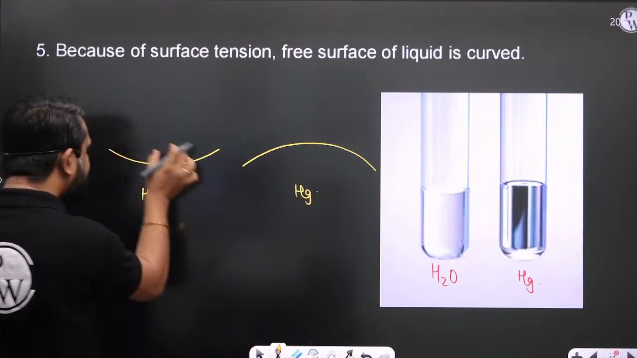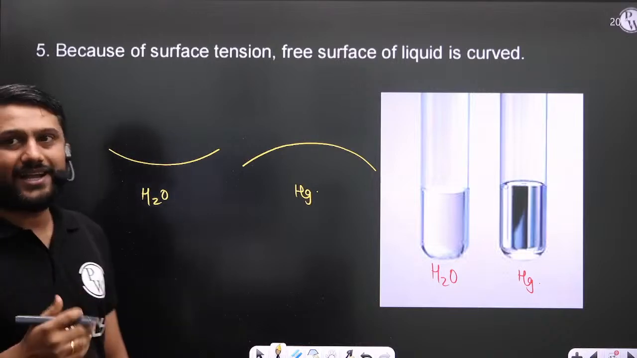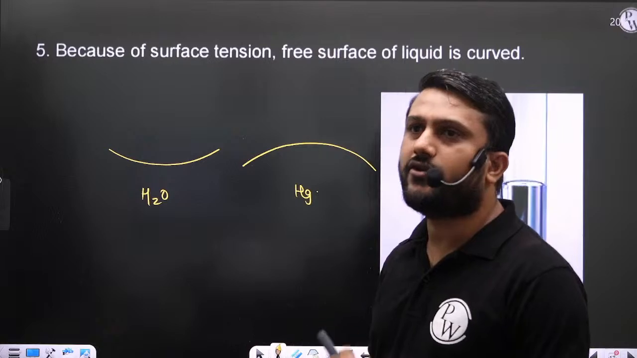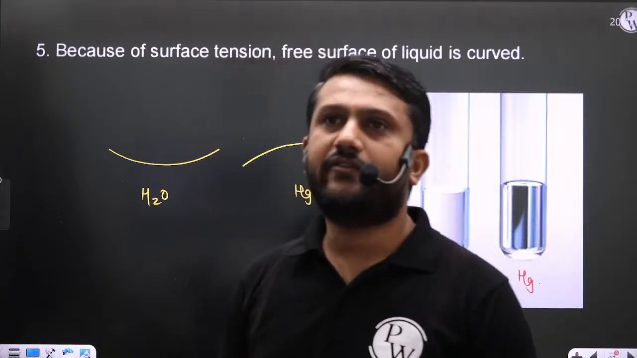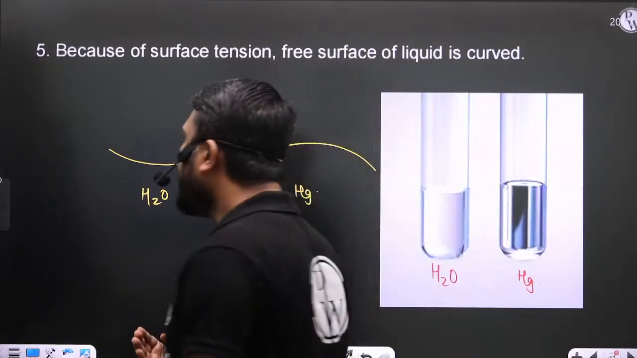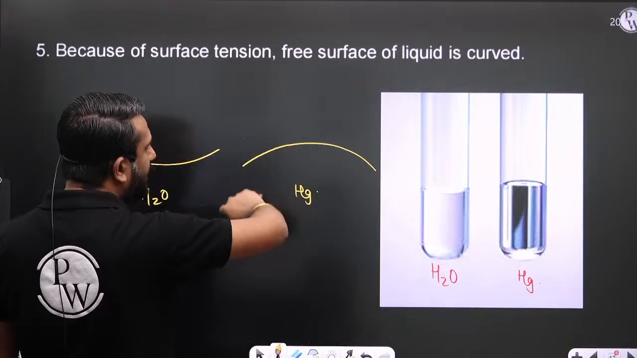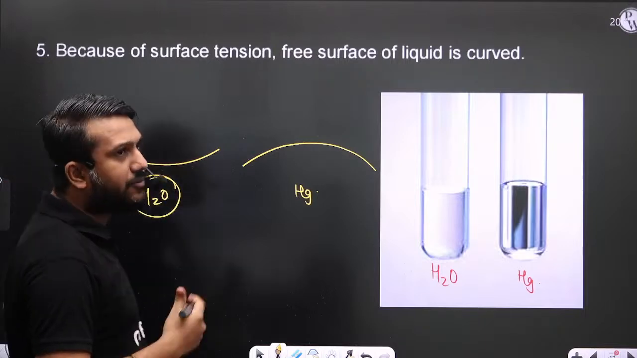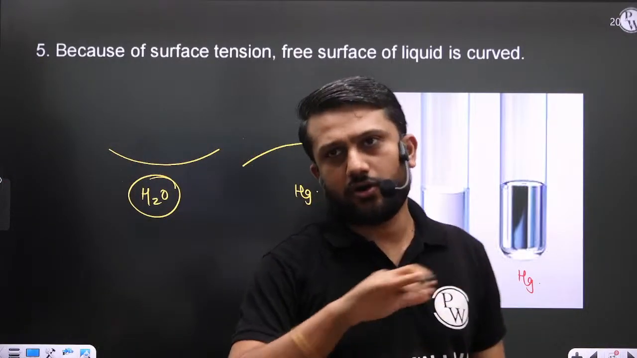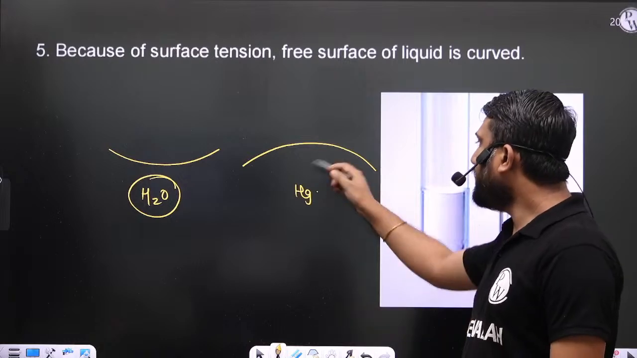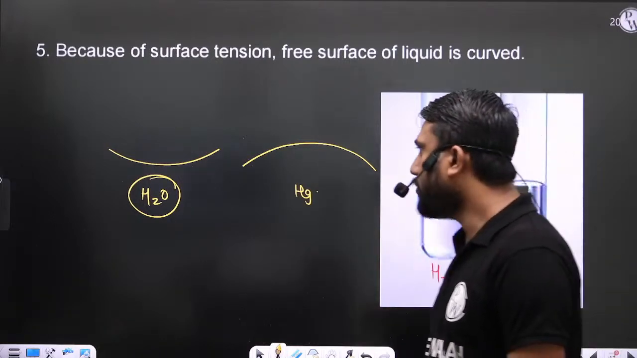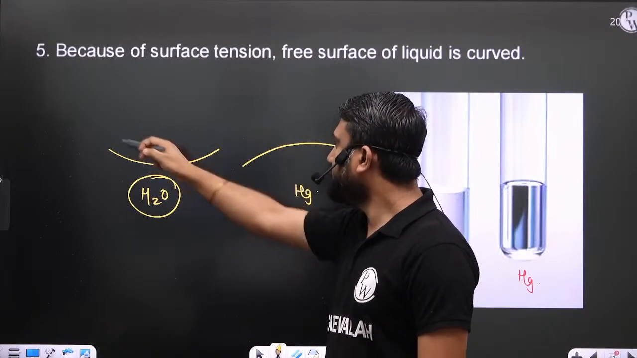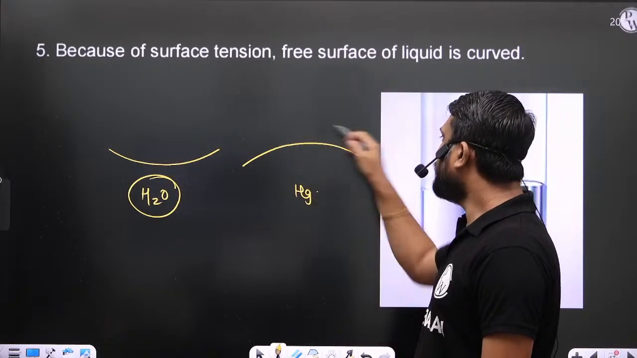Or you can say this is for the liquid having wettability property. Such kind of free surface you are getting for a liquid having wettability property, and this kind of free surface you are getting in a liquid having non-wettability property. So water has a wettability property for a normal surface, and mercury has non-wettability property. So in case of the water, you are getting such kind of free surface, and in case of the mercury, you are getting such kind of free surface.